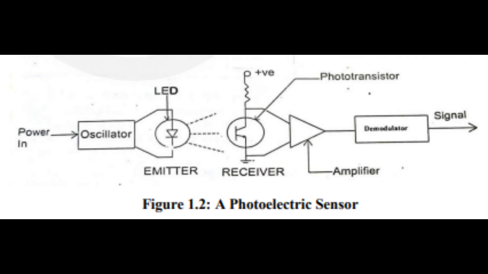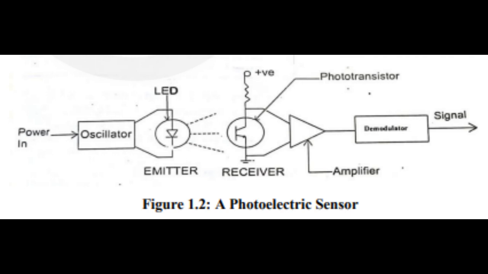A transistor conducts when its base is forward-biased. This is done by applying a small amount of current on the base. A phototransistor operates in the same fashion, except that the base is biased by the energy from a light source incident on it. Phototransistors are manufactured to be sensitive to light within the spectrum of the emitter. Look at the screen, Figure 1.2, a photoelectric sensor.